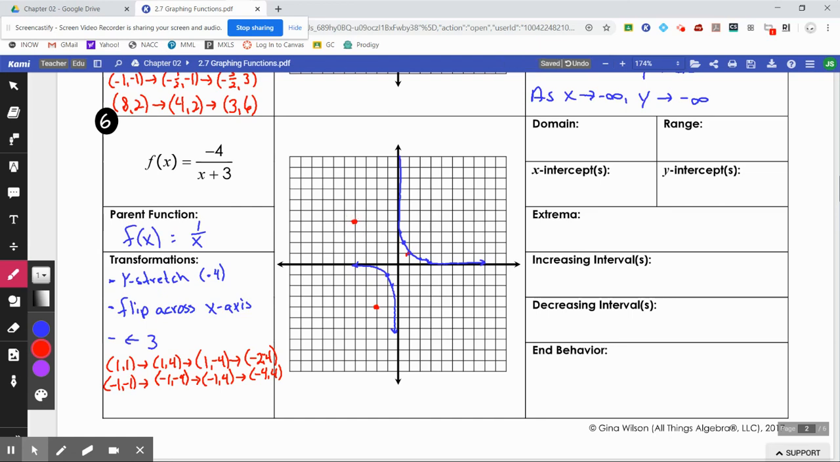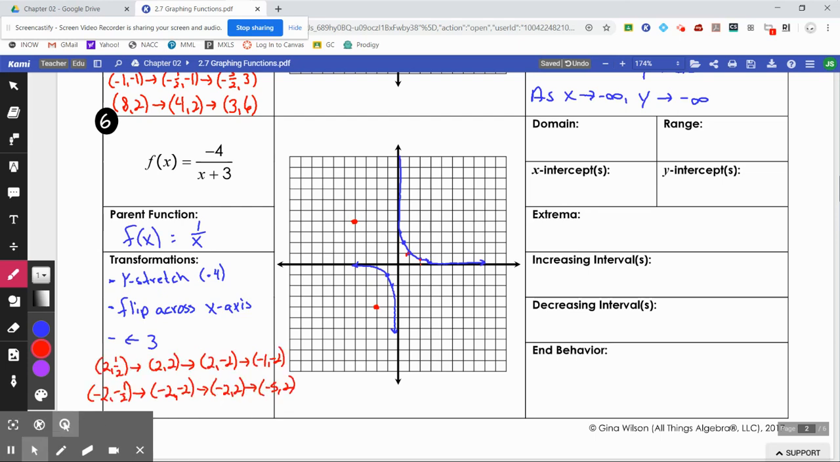I'm going to pick a couple more just to see what's going to happen. I'll pick the point, let's see, this is 2 comma 1/2. We'll try it next. So 2, 1/2 turned into negative 1, negative 2 right here, and I went ahead and did negative 2, negative 1/2, and it turned into negative 5, positive 2. So now we kind of get an idea of what our graph's going to do. It's going to look something like this. Let's try that again.